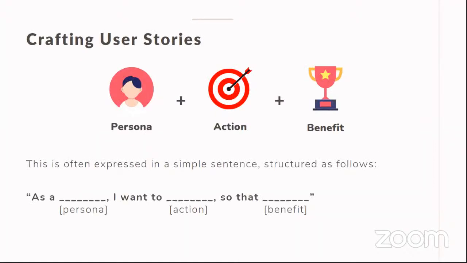Again, we already know about persona, so I'm not going to go into it. But this is a very clear-cut formula. The persona plus the action plus the benefit will give you your user story. One of the easiest ways to represent this is, we said it's a one-line or simple sentence. The sentence usually goes like this: as a persona, I want to carry out an action so that I can get a benefit.